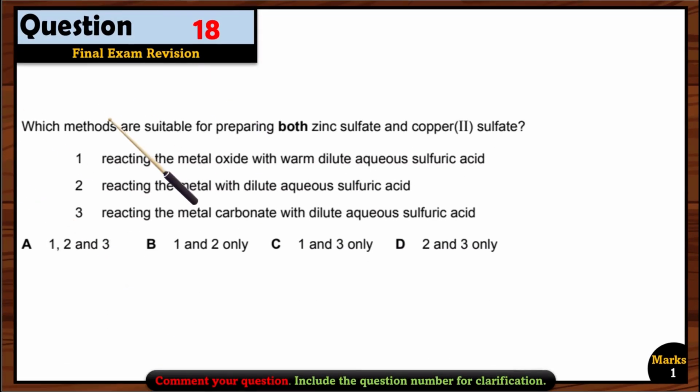Let's see question 18. Which methods are suitable for preparing both zinc sulfate and copper sulfate? First, reacting the metal oxide with warm dilute aqueous sulfuric acid, reacting the metal with dilute aqueous sulfuric acid, reacting the metal carbonate with dilute aqueous sulfuric acid. All these options are the same as the previous question. So options 1 and 3 are the right option here. That is C.